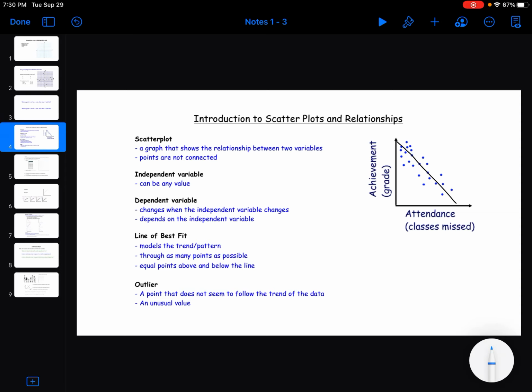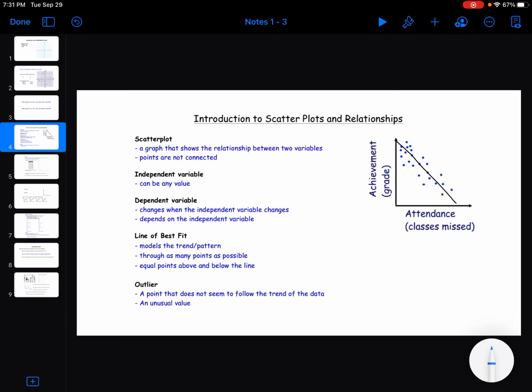Okay, so there's an independent variable, which can be any value. It's typically something like time. Time is always independent. And then a dependent variable depends on that. So as time goes on, I get older. Okay, my dependent variable is how old am I, but as time goes, I'm just getting older.